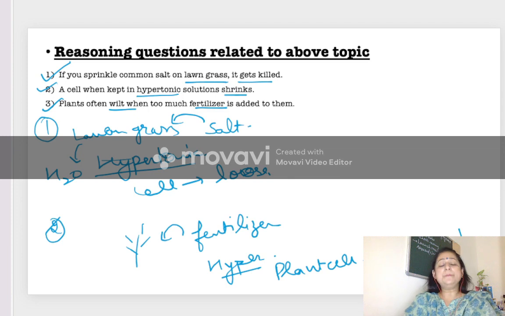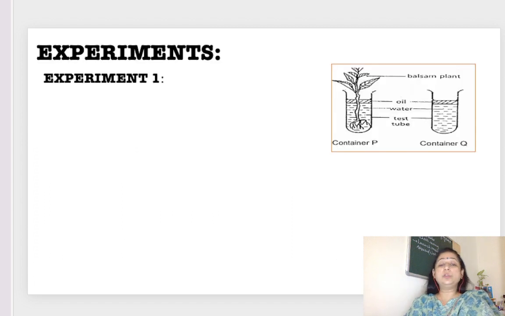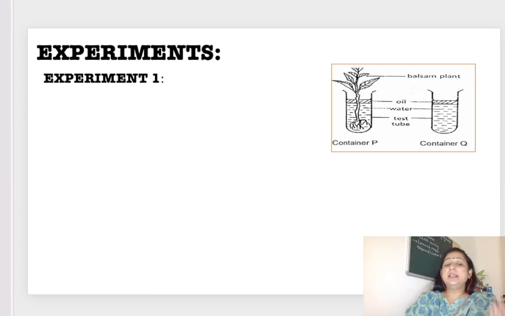So stay tuned in. Next is our experiment. So we have done definitions, we have done tonicity, a very important topic, and now we are going to talk about the experiments. Now please remember that when we are talking about plant physiology, experiments are a must, as in you will for sure get experimental questions. So let's see, there are 3 experiments in this chapter, so we'll take up all the experiments one by one.